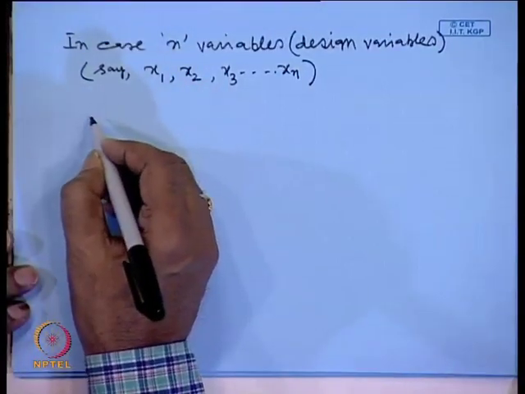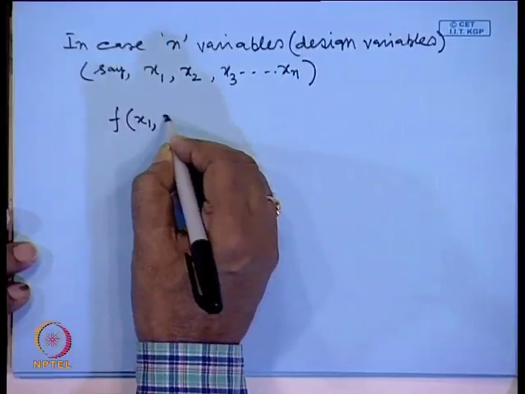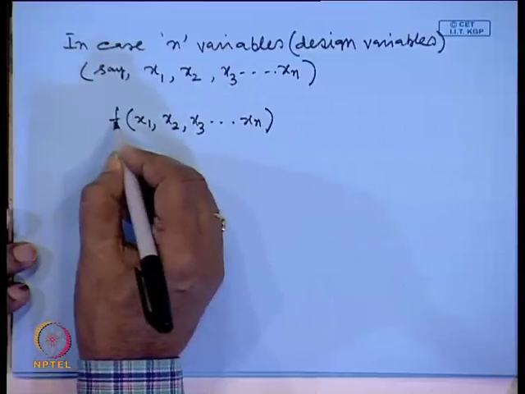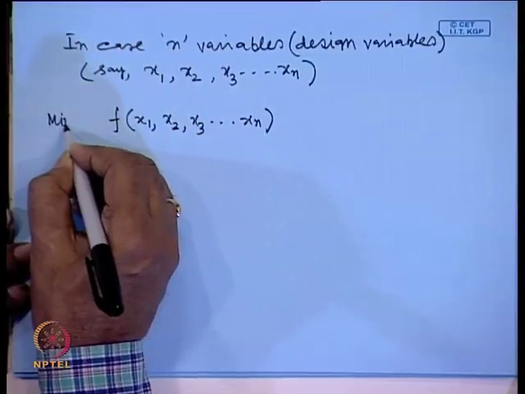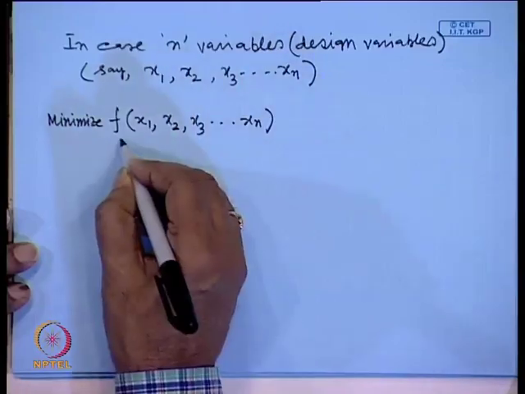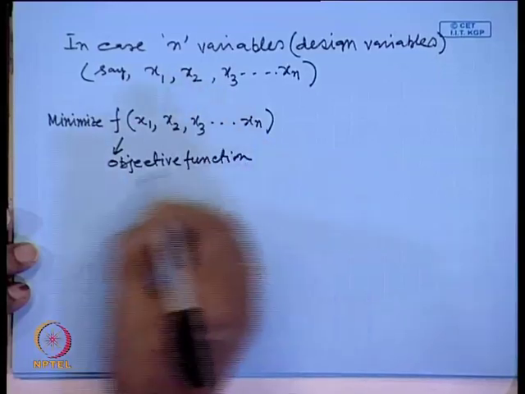So, in general, we can now write the optimization problem. The problem may be a maximization of an objective function, or a minimization of an objective function. In the previous example, it was a minimization, cost minimization: the fabrication cost of the can will be minimized. So, in general, I am writing f as a function of x1, x2, x3, dot dot, xn. This is the objective function, or it is called the cost function. Our problem is to minimize this function, which is called the objective function or cost function.